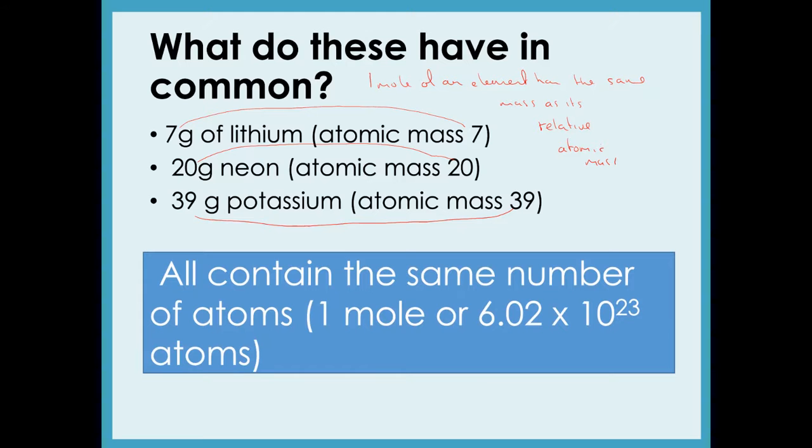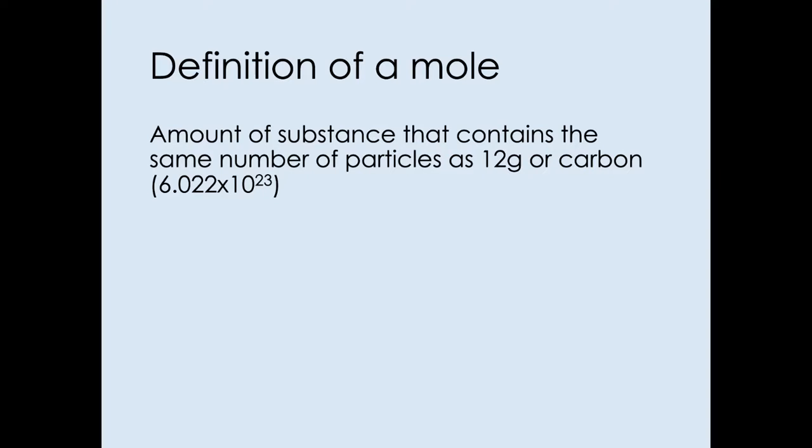So all of these contain a mole of atoms, and a mole is 6.02 times 10 to the 23, which is a really, really big number. So definition of a mole, so you need to copy this into your notes. A mole is the amount of substance that contains the same number of particles as 12 grams of carbon. So that should be 'of' rather than 'or'. And that's 6.022 times 10 to the 23 particles. So just like relative atomic mass, we're defining it compared to carbon-12.